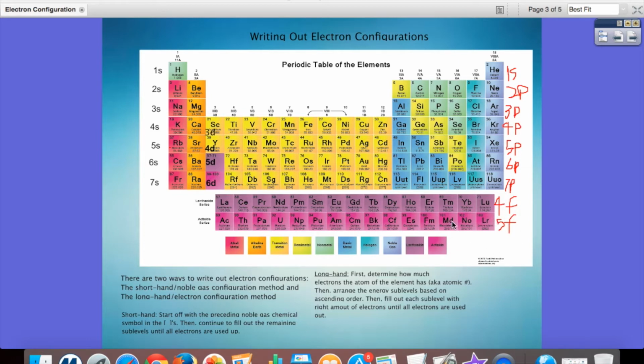So there are 2 ways to write out electron configurations, the shorthand and the longhand way. To figure out the longhand way, you have to determine how many electrons the atom of the element has. Then you arrange the energy sublevels in ascending order. Then you fill each sublevel with the right number of electrons until all the electrons are used up. For the shorthand method, you start off with the preceding noble gas chemical symbol, put it between brackets, and then you continue to fill out the remaining sublevels until all electrons are used up.